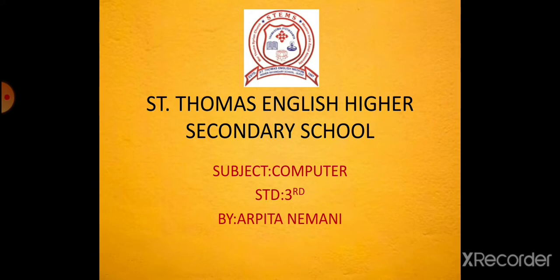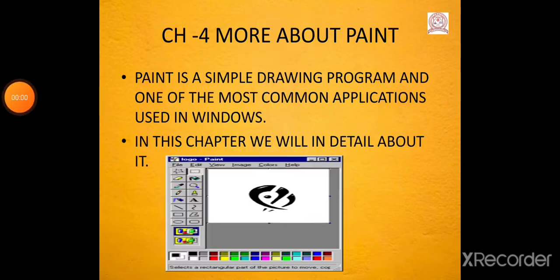Today we will move on to your next chapter, chapter number 4, more about Paint. All of you open your textbook, page number 37. Paint is a simple drawing program and one of the most commonly used applications in Windows. In this chapter, we will study it in detail.